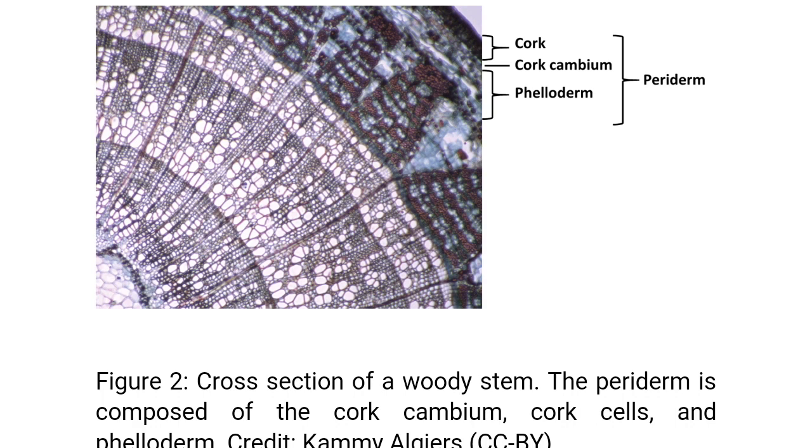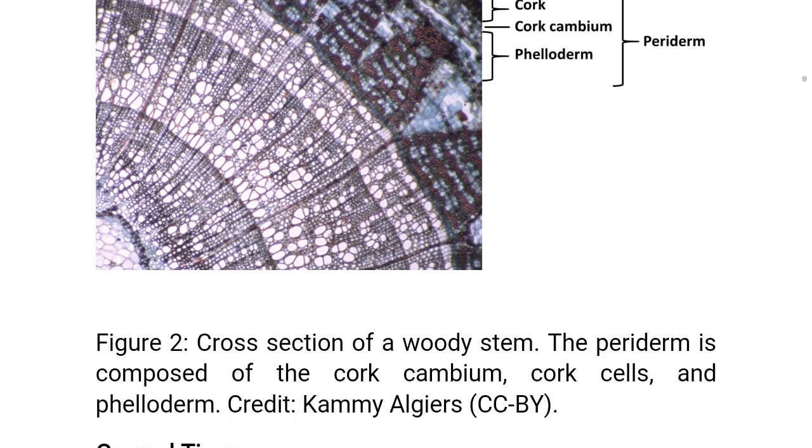So this is the cross section of a woody stem. The periderm is composed of the cork cambium, the cork cell, and the phloem.